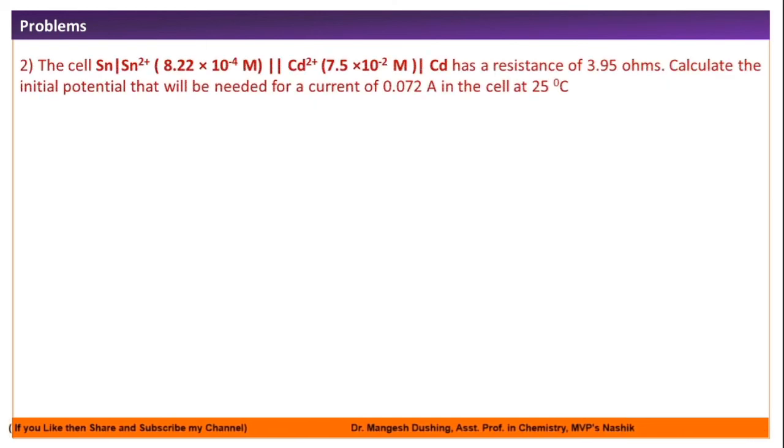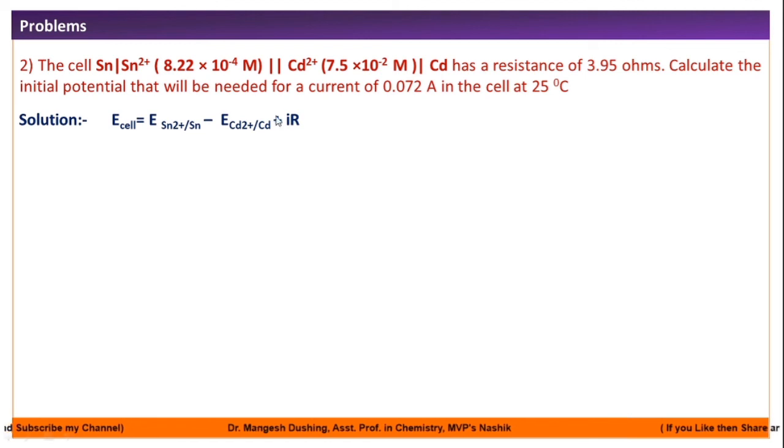Second problem, the cell. This is the cell with Sn2+. The Sn2+ concentration is 8.22 × 10^-4 molar. Then Cd2+, cadmium 2+, the concentration is 7.5 × 10^-2 molar. The resistance R is given as 3.95 ohm. Calculate the initial potential that will be needed for the current. So the formula, as we know, is E cell equals cathode minus anode potential plus IR drop.